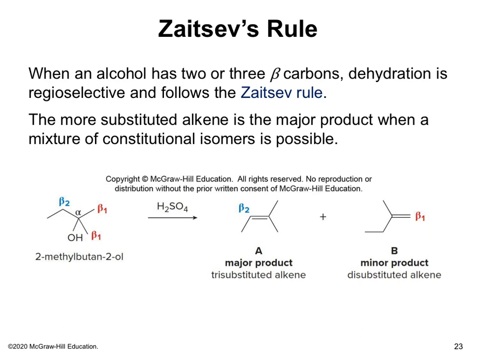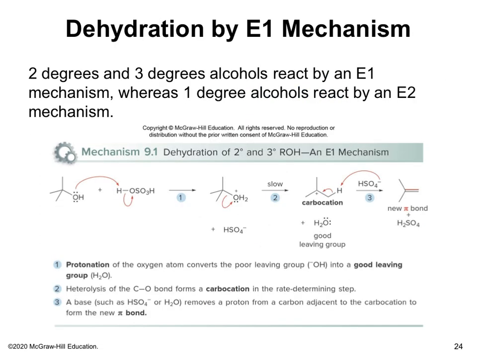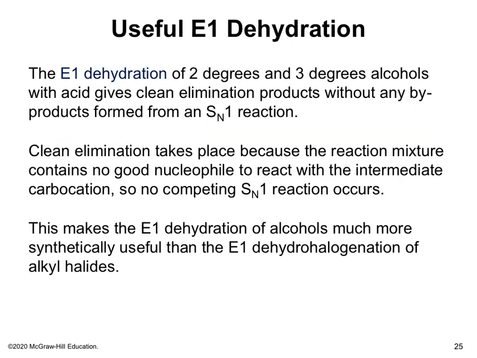Okay, Zaitsev's rule. We've talked about this, and as you can see, the major product is going to be your trisubstituted alkene. It's an E1 mechanism, so secondary and tertiary alcohols react by E1, primary alcohols react by E2. And we just looked at that, and this is the mechanism we have gone through. So make sure you understand that mechanism because you'll need to be able to write that.